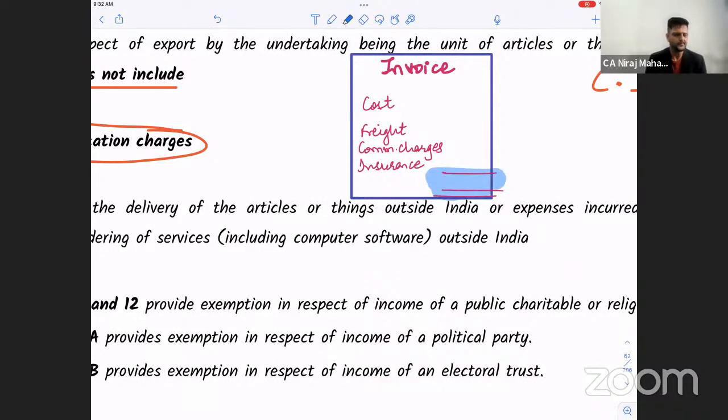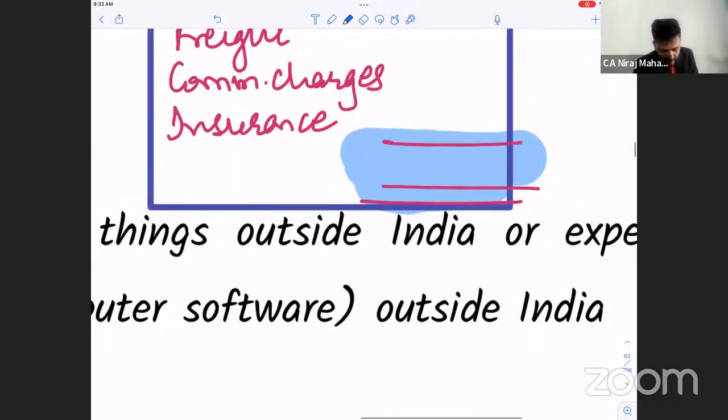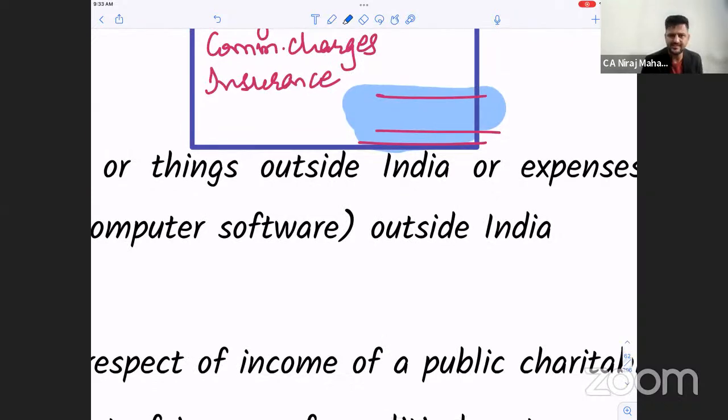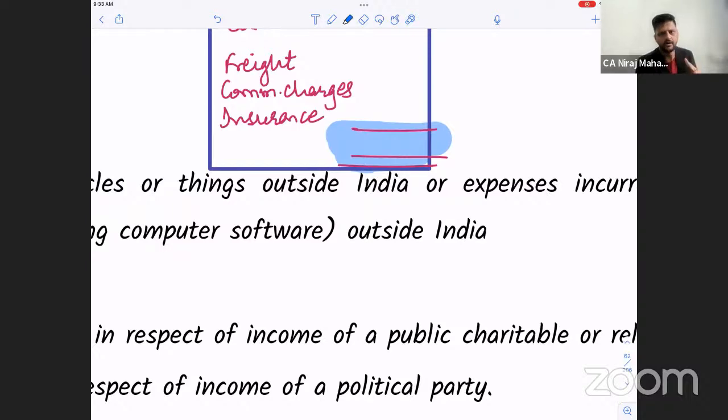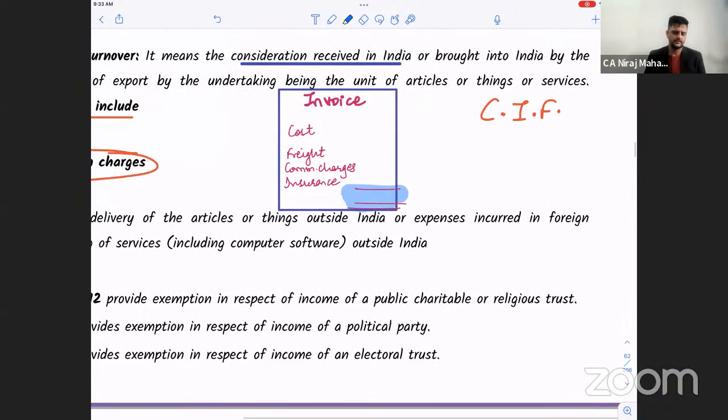This is my billing amount. This entry will be shown in my books of account as sales. That is my invoice value. However, for income tax purpose, especially also for 10AA purpose, what are they saying? This is not your income. This is just an additional reimbursement of cost. It is just compensation of the cost incurred. Agree till here, all of you?